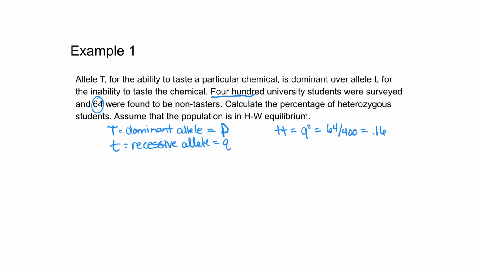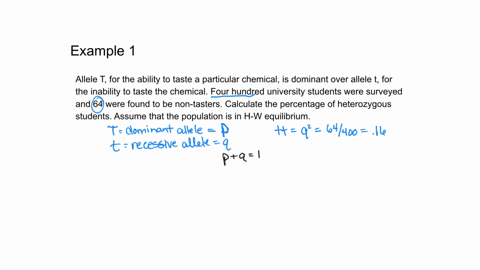And so if they were asking us for the genotypic frequency of homozygous recessive individuals, we would say, well, that's 16% or 0.16. However, they want us to calculate the percentage of heterozygous individuals. So let's go ahead and find t, because once we find q, then we can put it into this equation, p + q = 1, and we can find p.